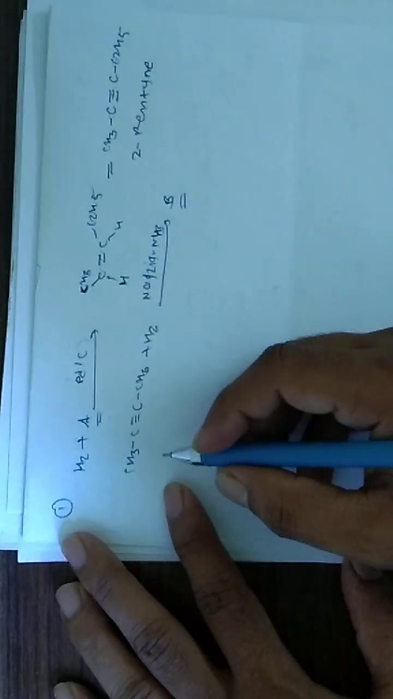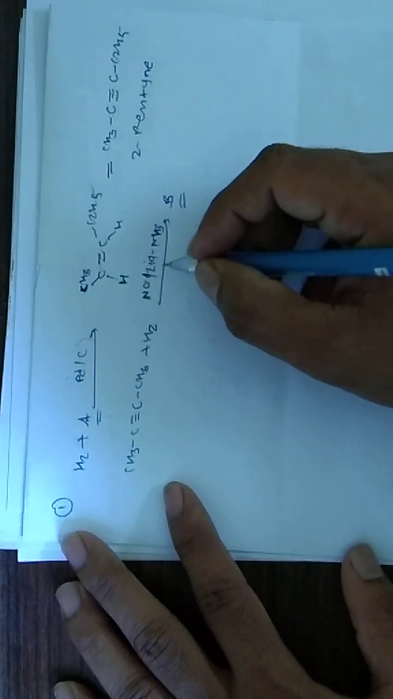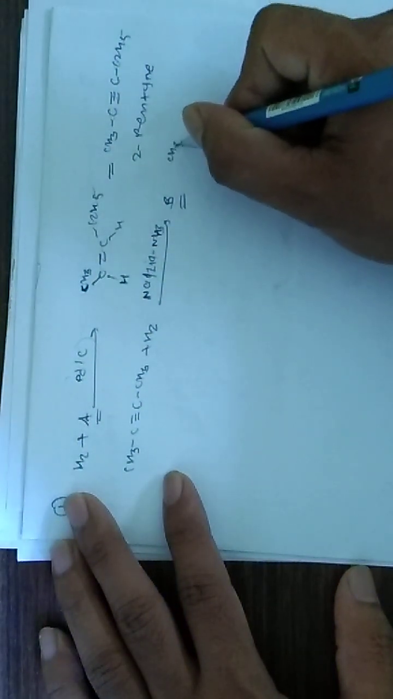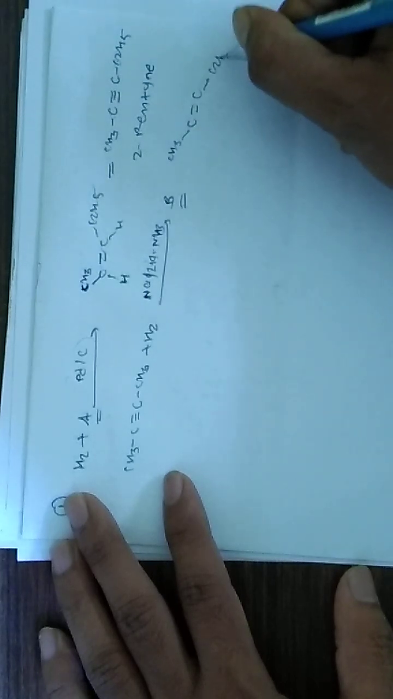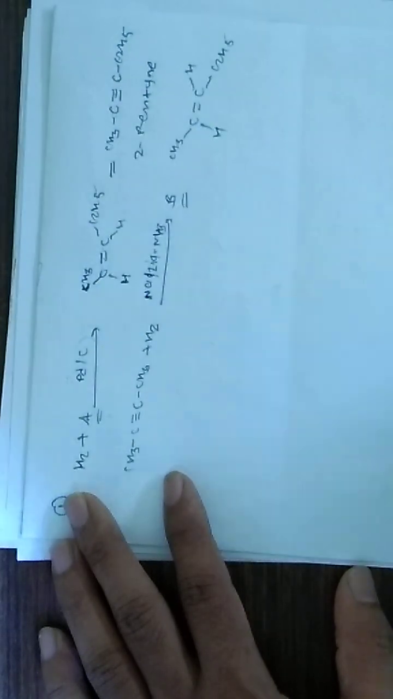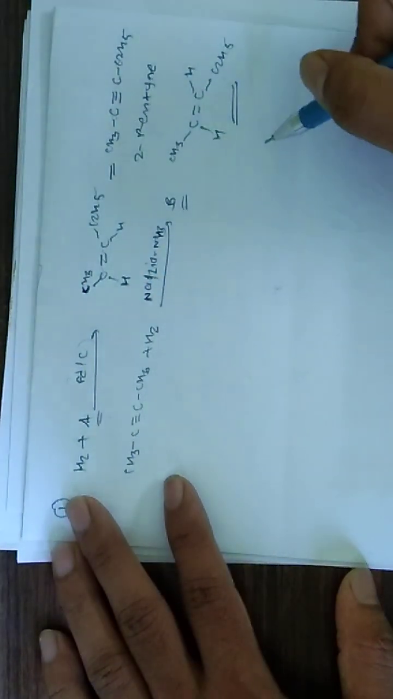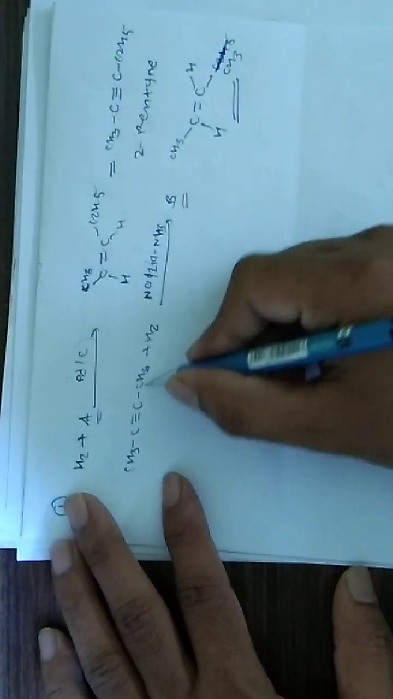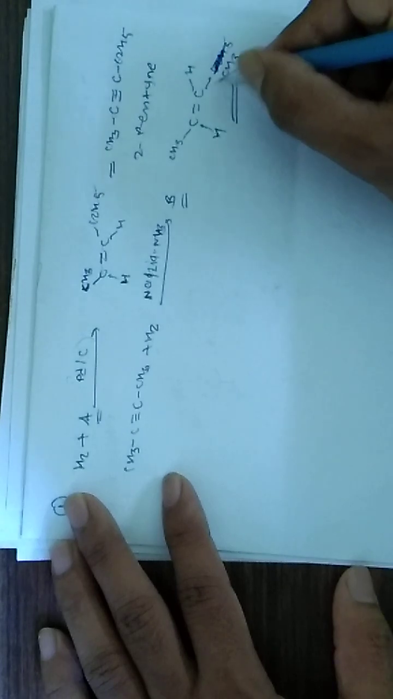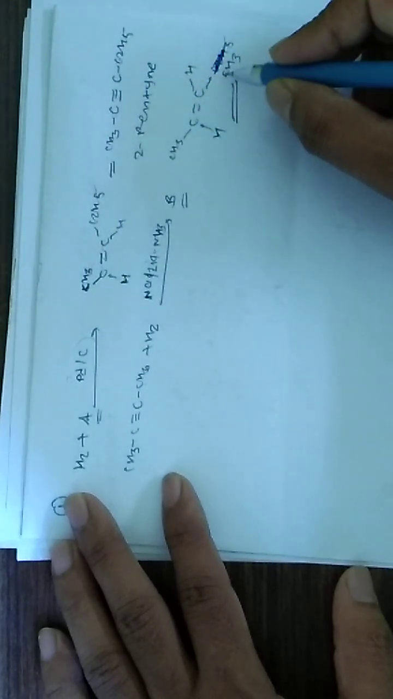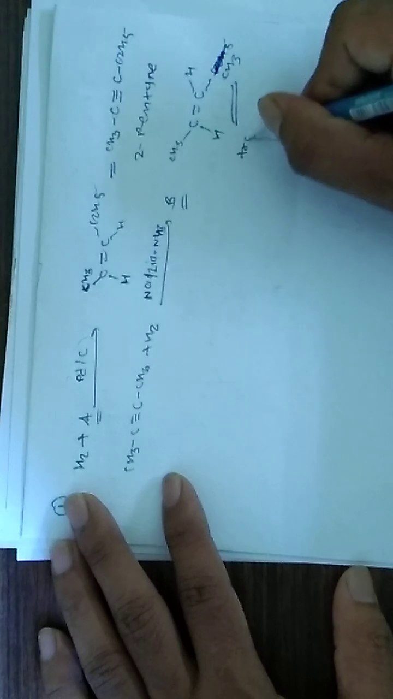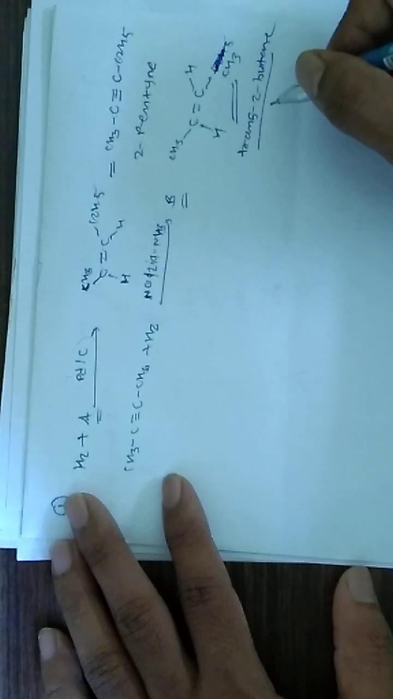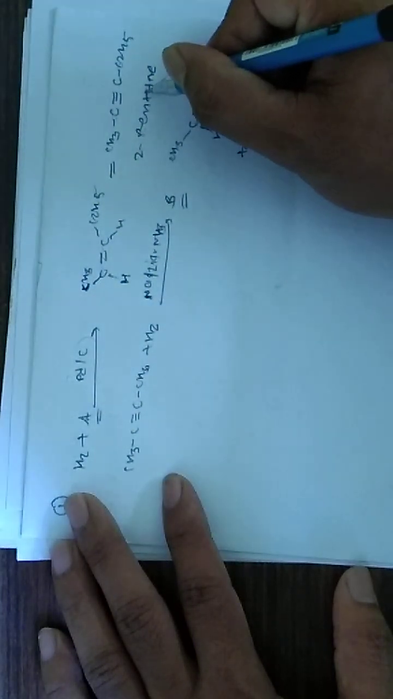So now what will be B? This is the Birch reduction, in which an alkyne can be reduced to a trans alkene, that is CH3 C double bond C with CH3 H and H. This should be the product. So what is the name of that product? Sorry, here CH3 is there, therefore this will become methane, ethane, propane, butane. So this is 2-butene, trans-2-butene. What is B? Trans-2-butene. And what is A? 2-pentyne.